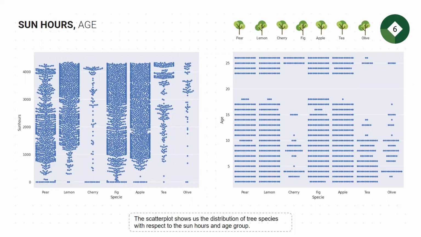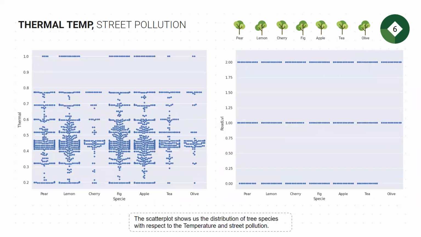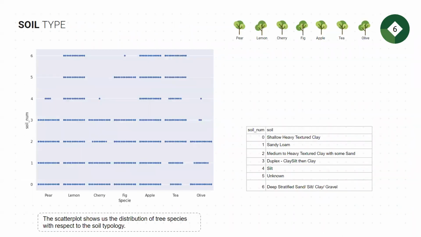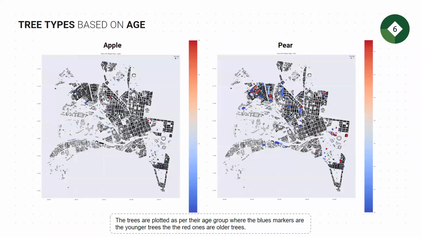The scatter plot shows us the distribution of tree species with respect to sun hours and age group. This scatter plot shows us the distribution of tree species with respect to temperature and street pollution. And this with respect to the soil typology. We have given an integer to the soil typology to make the classification model easier.